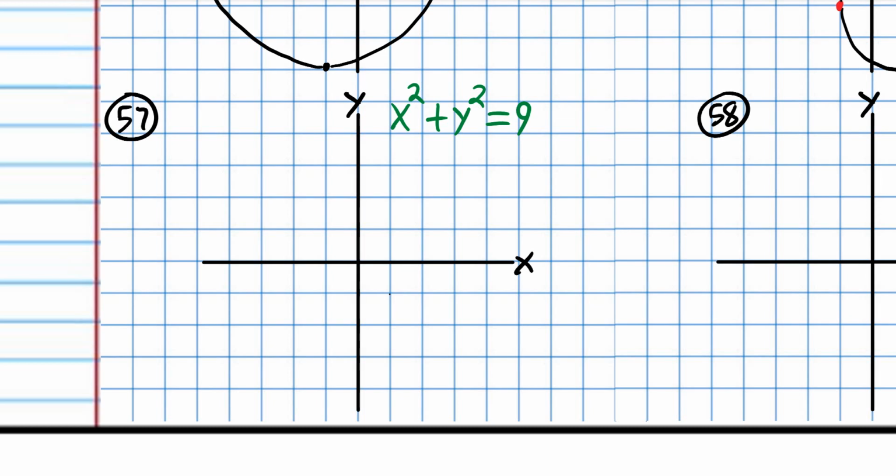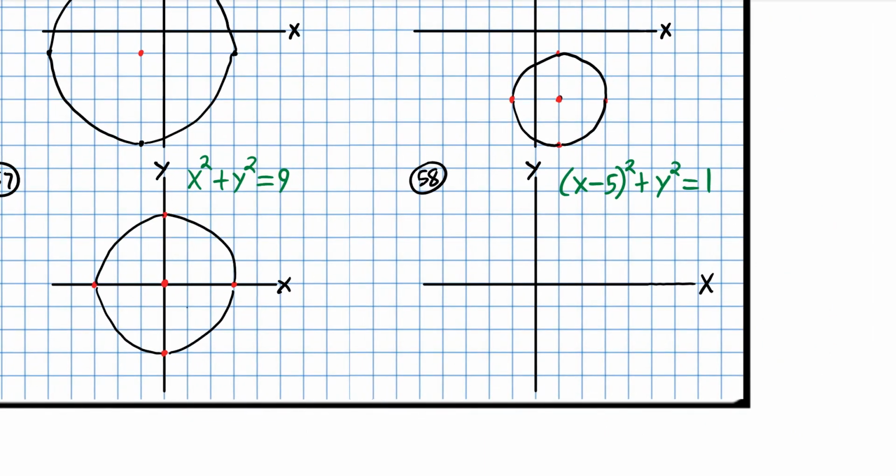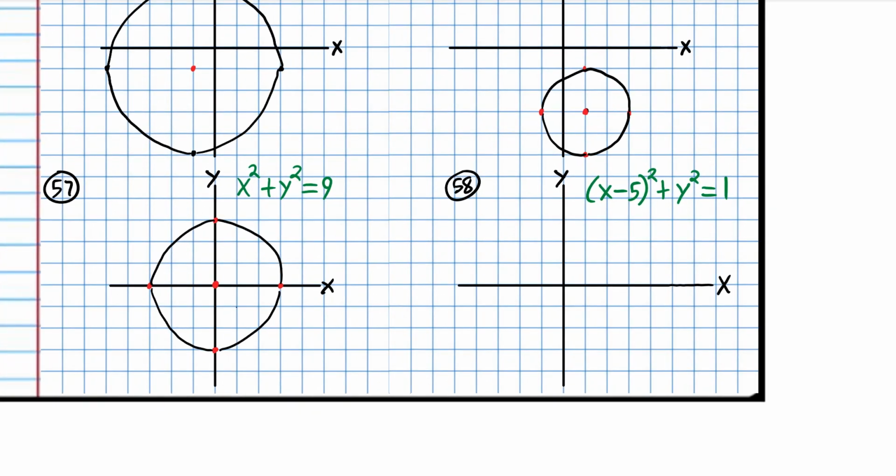All right, we're back. The center is 0, 0, because there's nothing in those. There's no parentheses, because it was just x minus 0 and y minus 0. So the radius is the square root of 9, which is 3. So go out 3 in all 4 directions. And connect the dots. So if you got something like that, good job. Try number 58, and when you come back, we'll do it together.